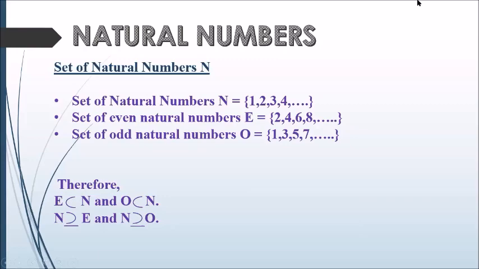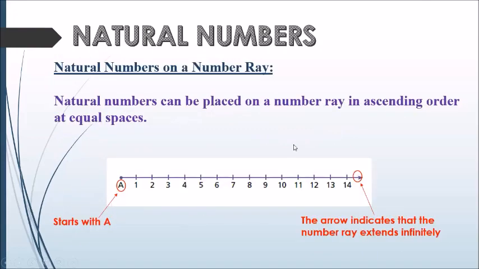Now moving forward, the next slide. We read this number ray. This number ray is a line where all the natural numbers are written in ascending order and separated by equal space. Now, what does this mean? That all the natural numbers, 1, 2, 3, 4, and so on, are written on a number ray and separated by equal spaces, like there is an equal space between 4 and 5, between 5 and 6, between 6 and 7.